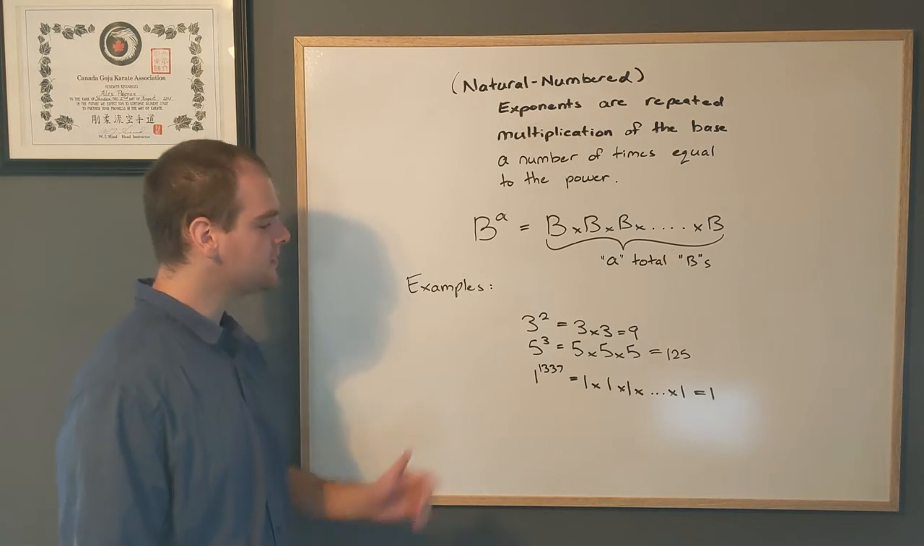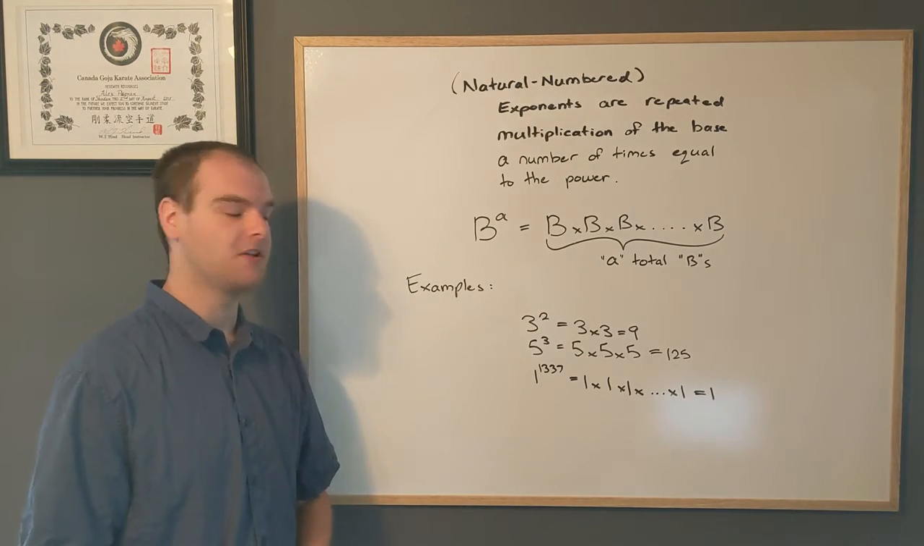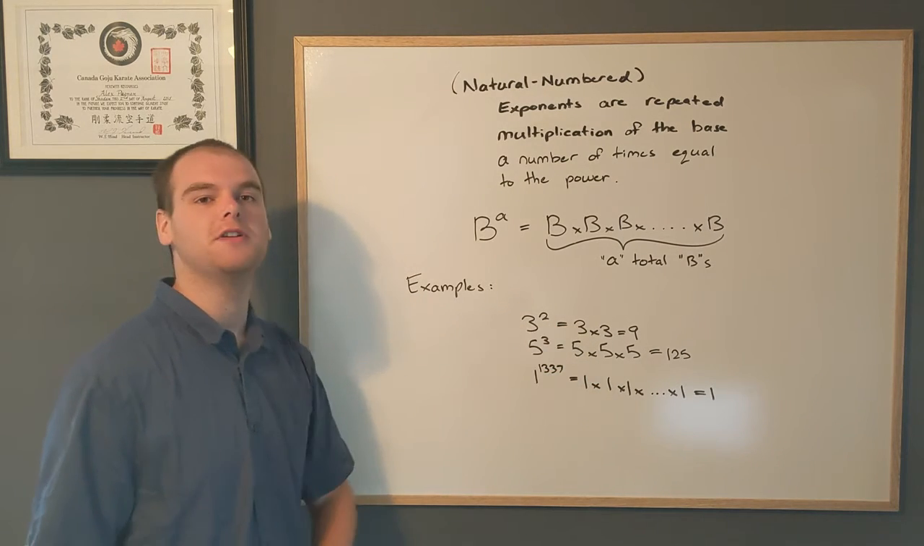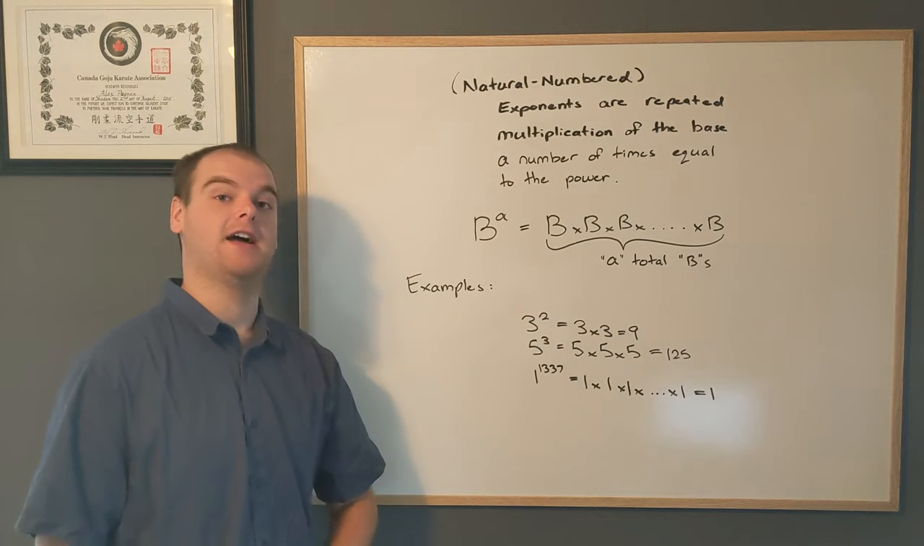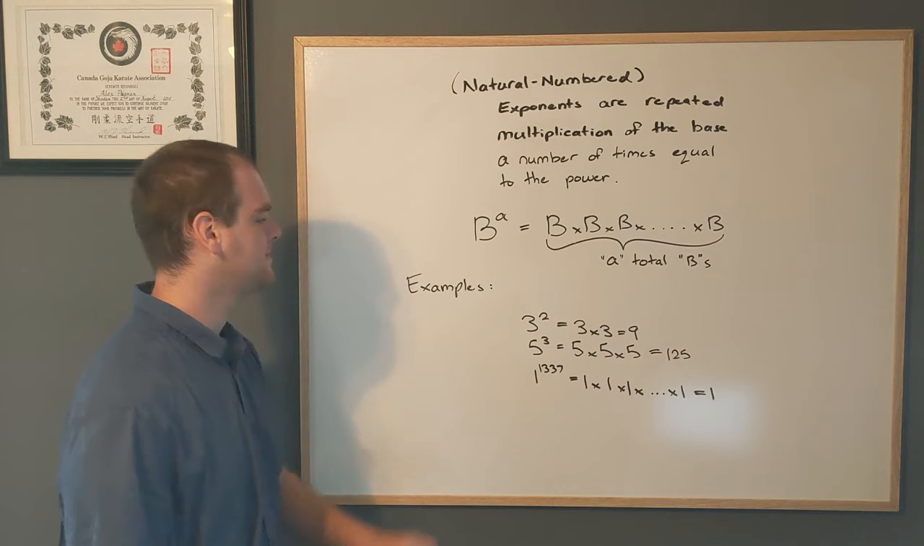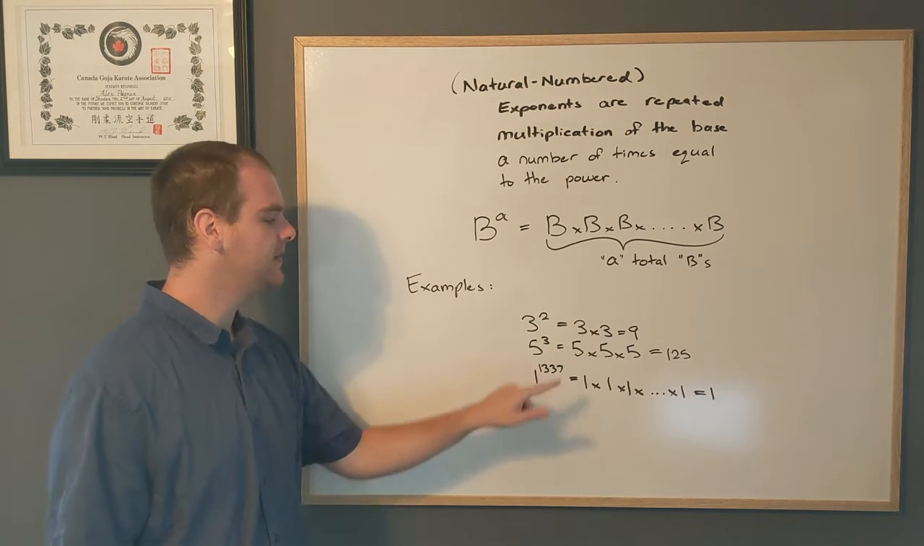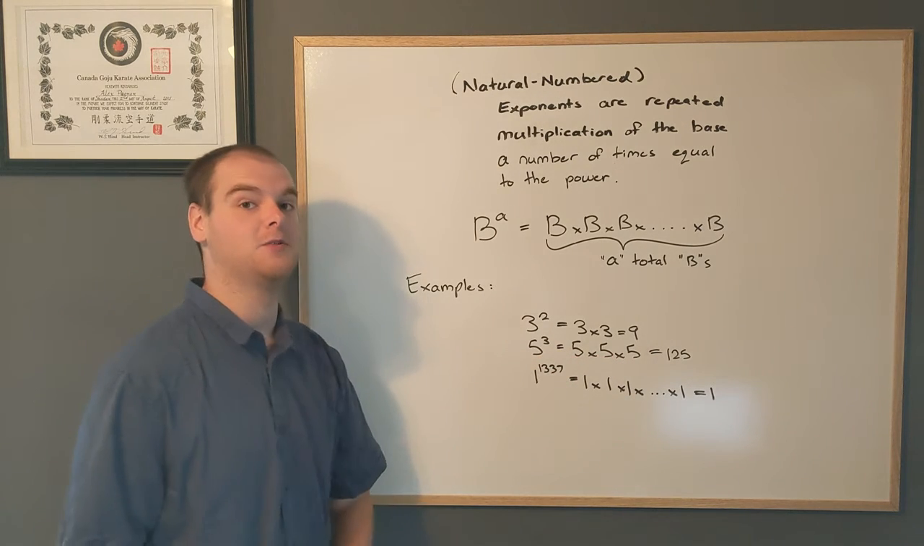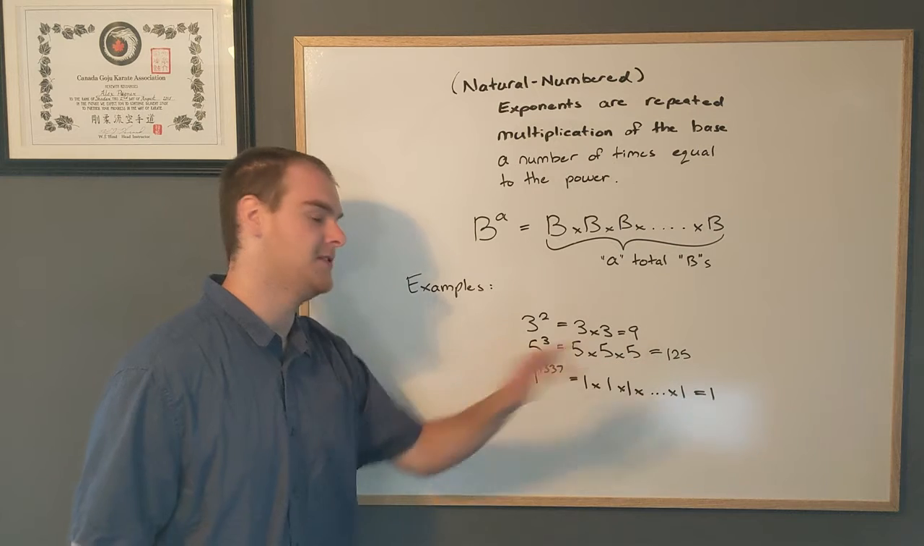So if we go into some examples, some that we saw just moments ago, 3 squared is 3 times 3. There are 2 3's. 3 times 3 is 9. That's an easy one. 5 cubed is 5 times 5 times 5. There are 3 5's there. 5 times 5 is 25. Times 5 is 125.